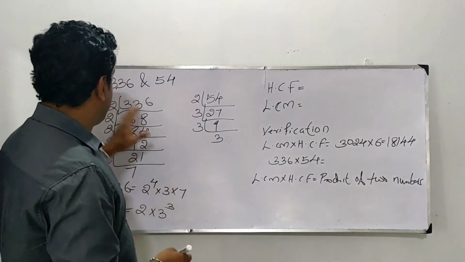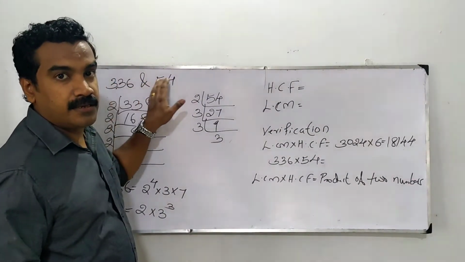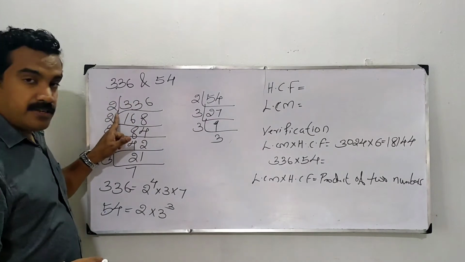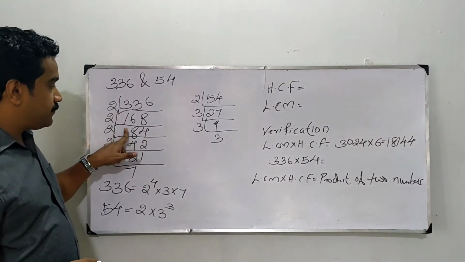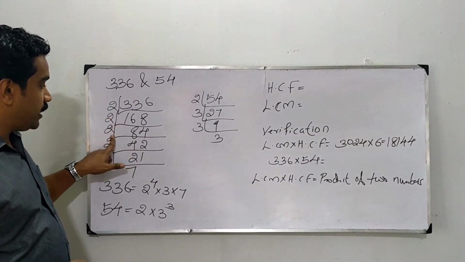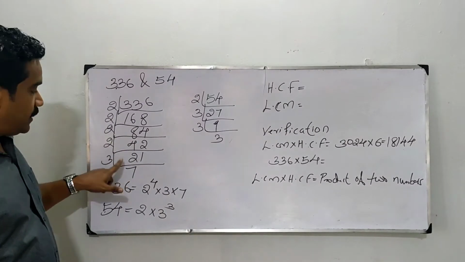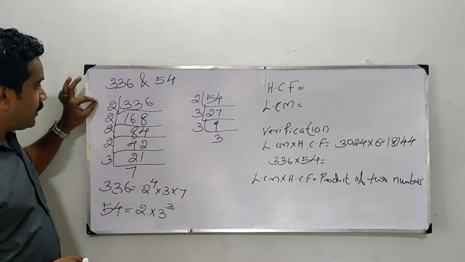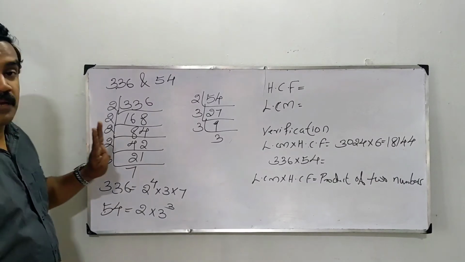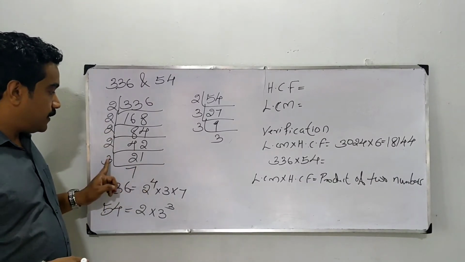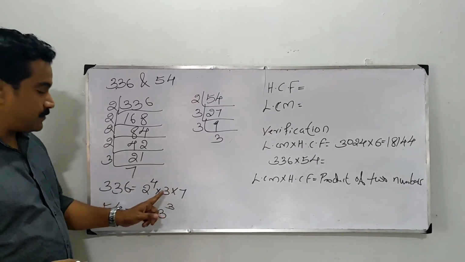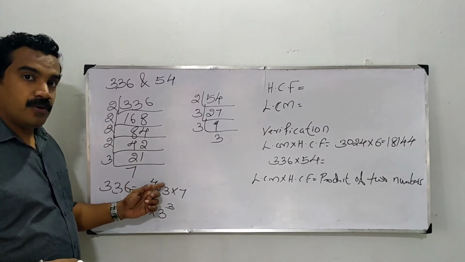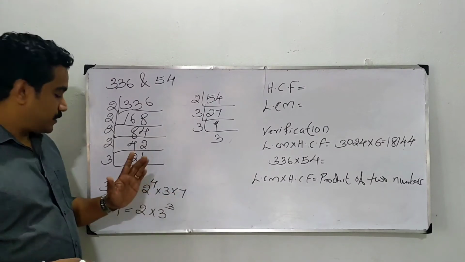Okay, next question. Next question 336 and 54. We are dividing 336 with 2. You will get 168, again with 2, 84, again with 2, 42, again with 2, 21, then with 3, 7. So you can express this 336 as 2. How many times is 2 coming? 1, 2, 3, 4. 4 times 2 is coming, so 2 raised to 4. Then 3 only 1 time and 7 only 1 time. So you can express this 336 as 2 raised to 4 into 3 into 7.